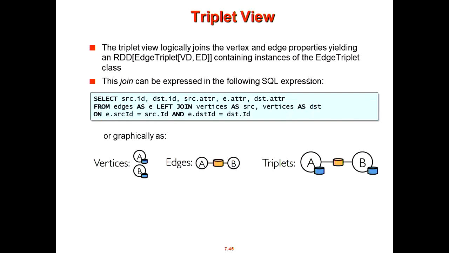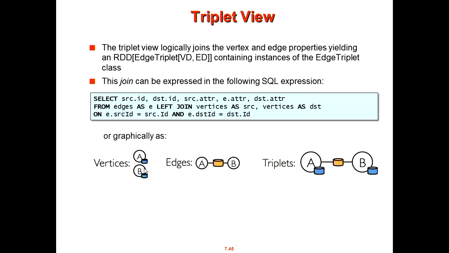Okay, so next is the triplet view. So remember that in graph operators, we have some triplet and triplet-relevant operations. A triplet is like this, and it logically joins the vertex and edge properties, yielding an RDD called edge triplet.